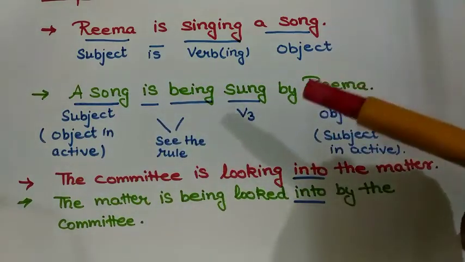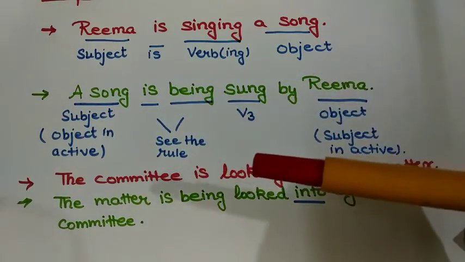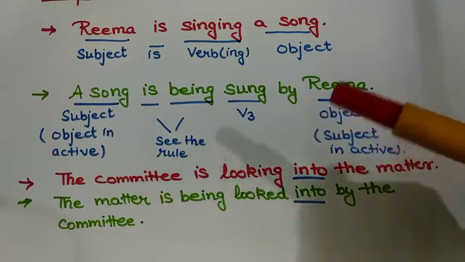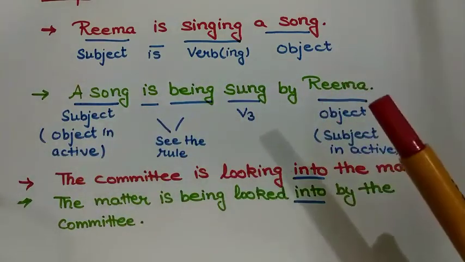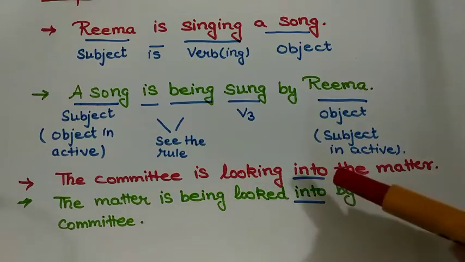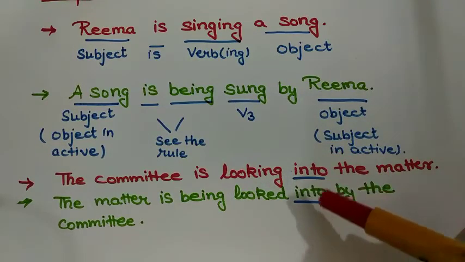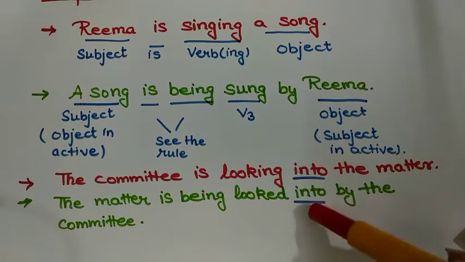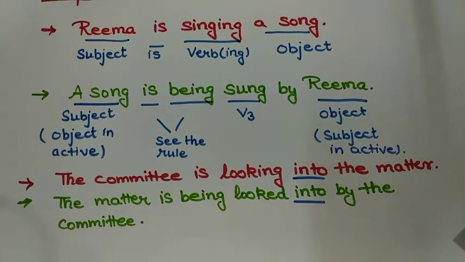So this is very clear: we are talking about the same content, but the way of speaking changes. Okay. You can see one more example here. The committee is looking into the matter. In passive, we can say that the matter is being looked into by the committee. Now, you must be wondering why I have done a blue underline for this into. Right. I want to tell you something here.